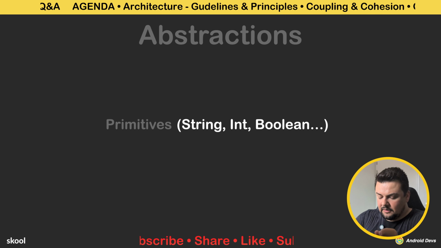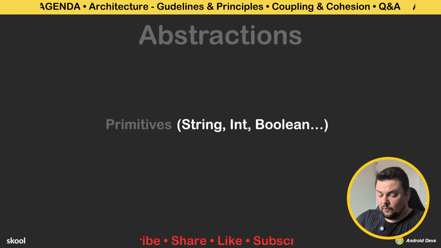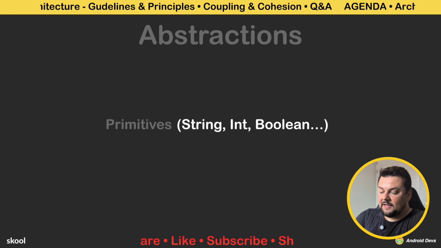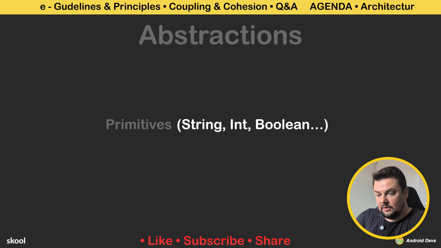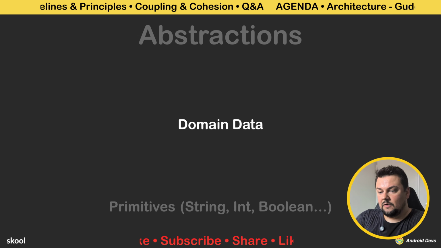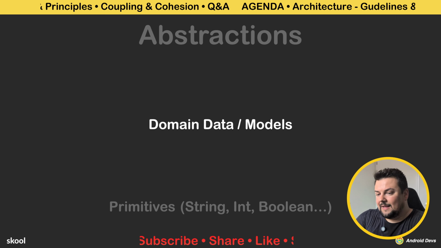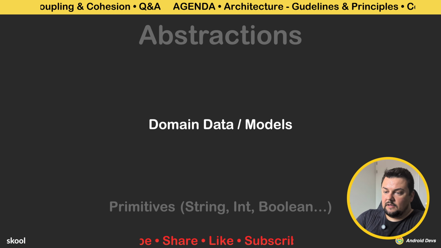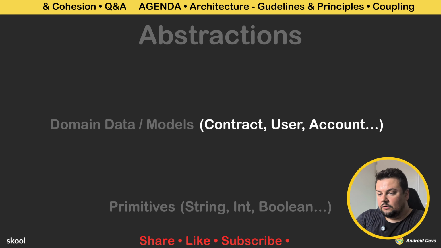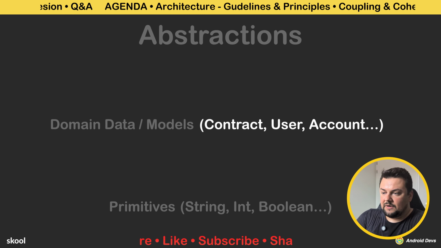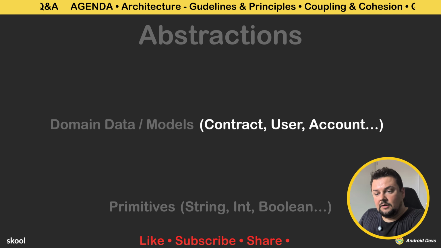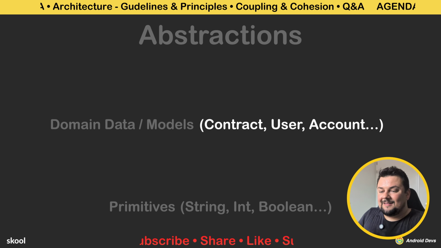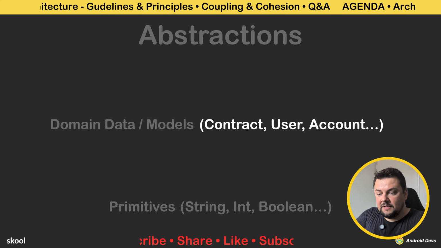Now, a little higher level of abstraction would be when we combine these primitives. So we are defining our own types where we include some of these primitives, and then we are talking about domain data or models or types, depending on what you prefer to call them. They might appear in the form of, let's say, a contract or a user or an account. It has some properties which are in the form of an abstraction or another domain type that is also constructed from abstractions. And these types are a slightly higher level of abstraction compared to the primitives.